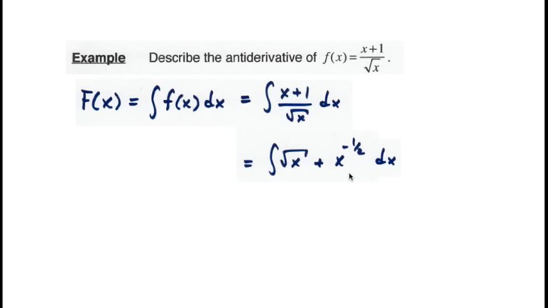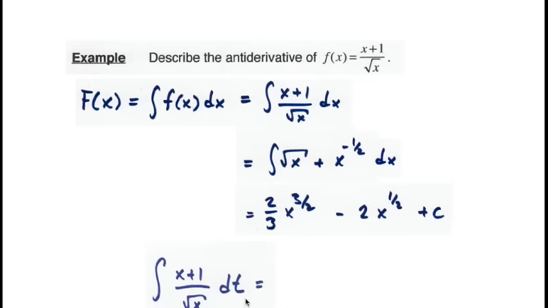Now, by thinking backwards with everything we've studied in chapters 4 and 5, we can figure out what function would have this as a derivative. Likewise, we can figure out what function would have this as a derivative. And the answer is 2 over 3 x to the power of 3 over 2 minus 2 times x to the power of 1/2. And then we have this plus c, the constant of integration.